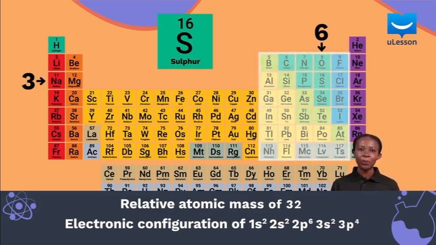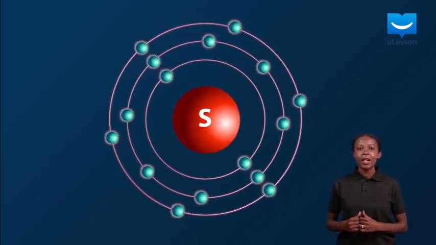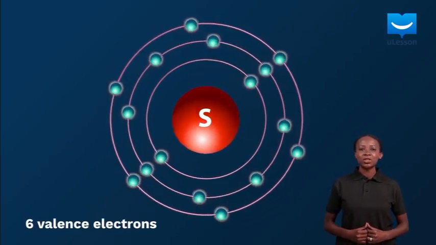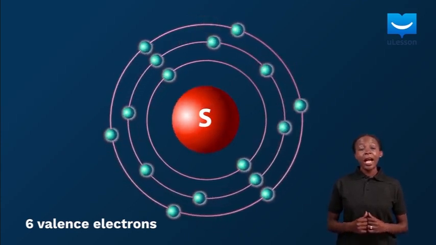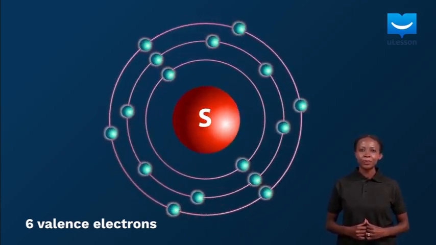the periodic table. Like oxygen, which is the first element in group 6, sulphur has 6 valence electrons in its outermost shell and requires 2 electrons to complete its outermost shell.